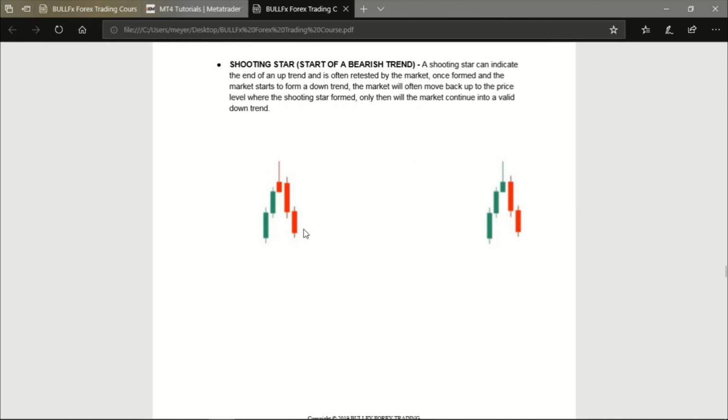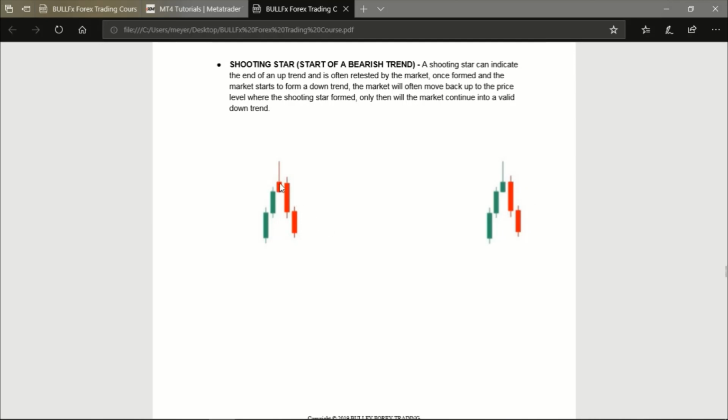So as you can see, we've got a shooting star pattern over here with two green candlesticks representing the market moving upwards. We then have a candlestick with a long wick to the upside, followed by two strong red or bearish candlesticks. Right, this is a shooting star pattern. The same over here on the other side.